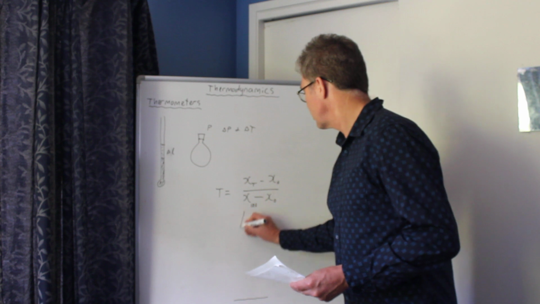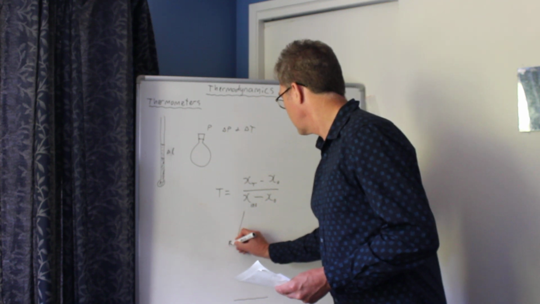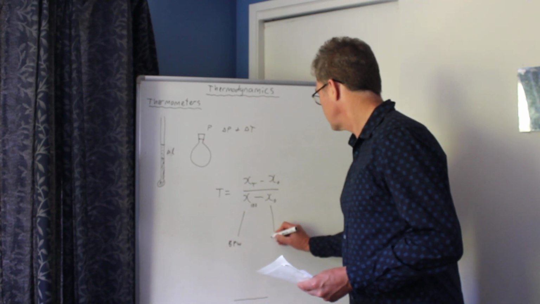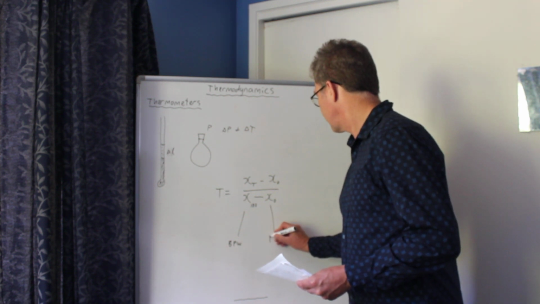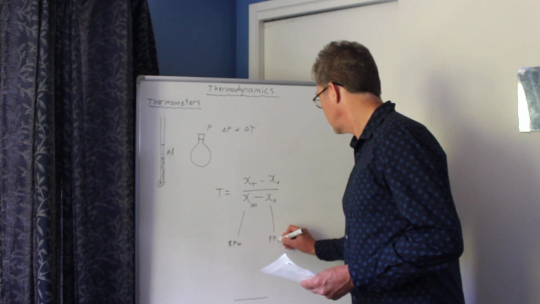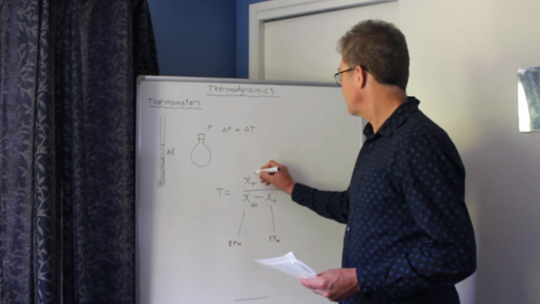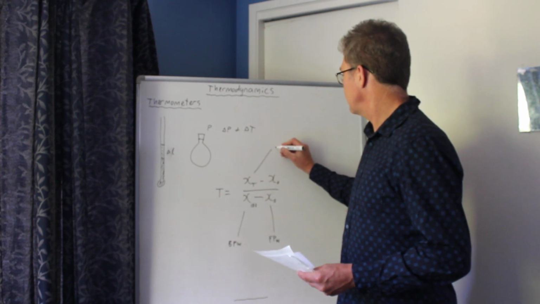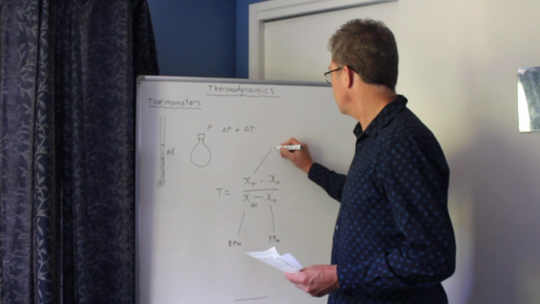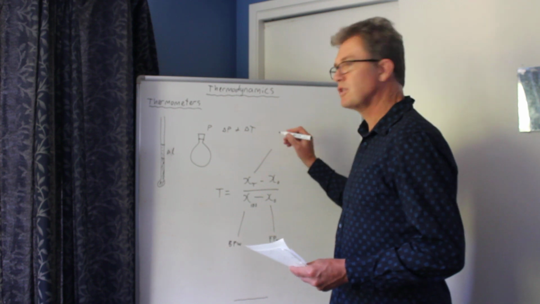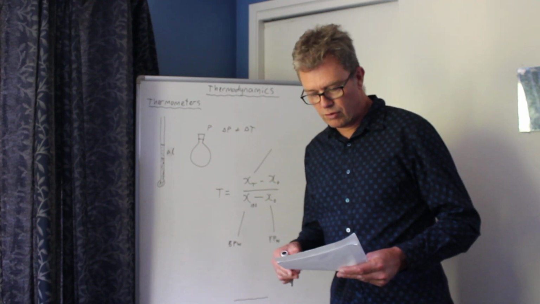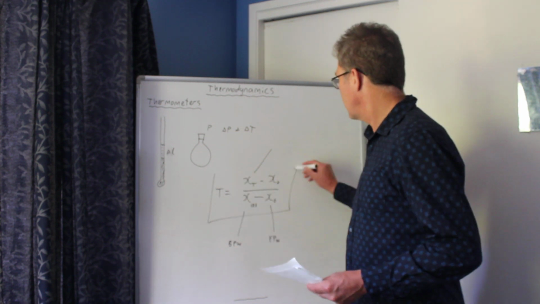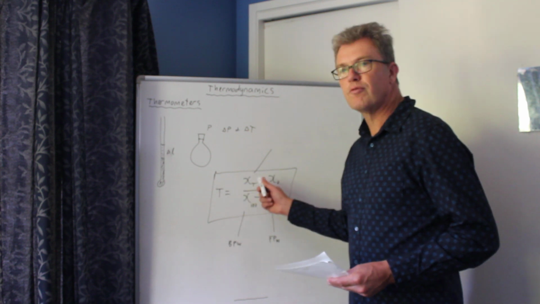So this is the quantity at boiling point of water, the quantity at freezing point of water, and this is the quantity at temperature T. So this is what we use to calculate temperature. So it's a simple fraction really.